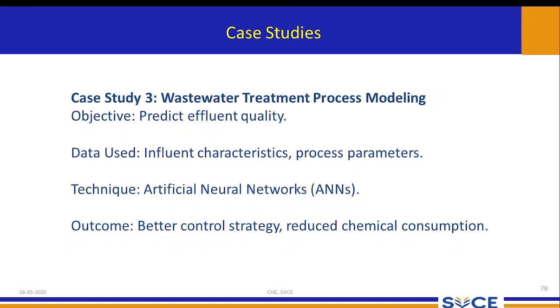So, reduced chemical consumption. If the effluent characteristics are already very much less than the discharge standard, that is well and good. But at the same time, we need not add more and more chemical. So we can optimize the chemical consumption by seeing how we need to manage things.